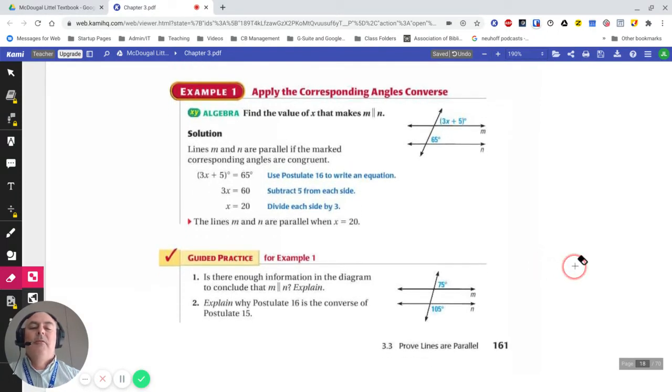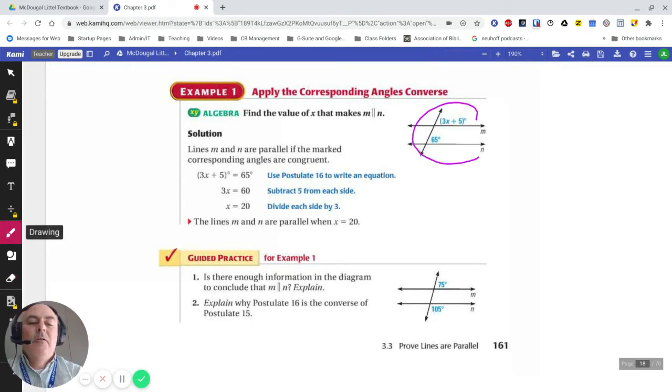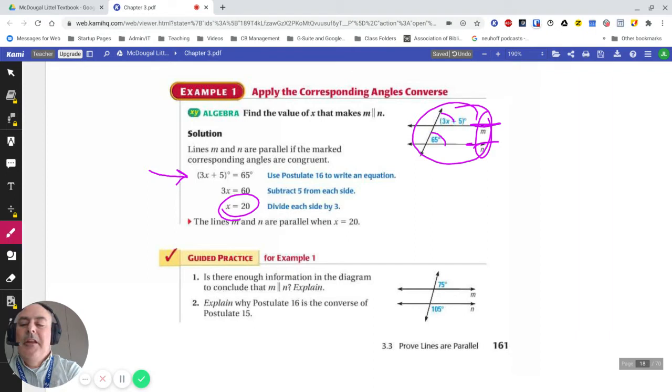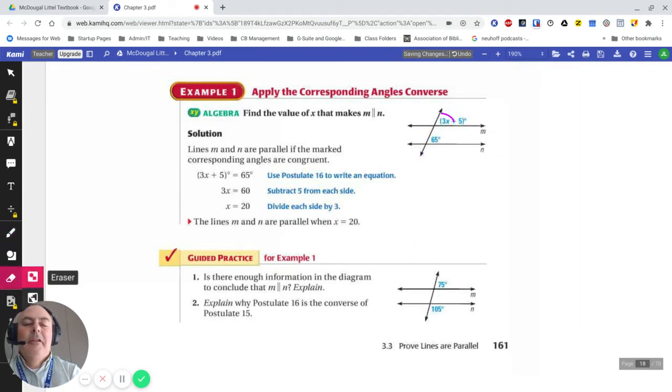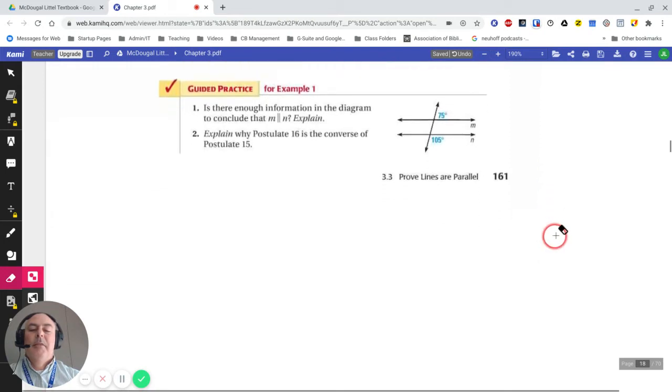So in this example, what I want to do is solve for x in order to know that the lines are parallel. Those are going to be corresponding angles, and so I can set up my equation to make them equal to each other for the special case when they're parallel, solve for x, and then when x is 20, I know that line M and line N are parallel because those two angles are going to be equal. So again, I can go from parallel lines to find the measurement of angles, or I can use the measurement of angles in order to prove that lines are parallel.